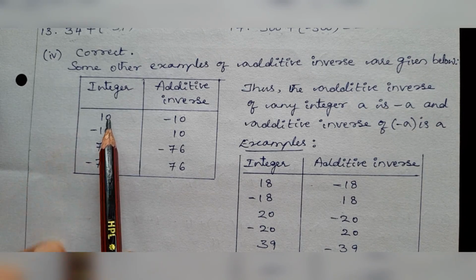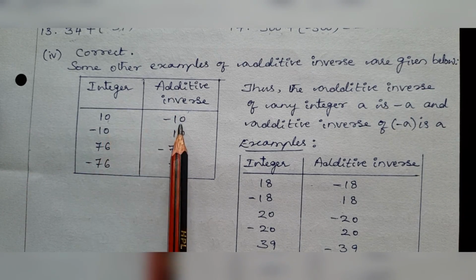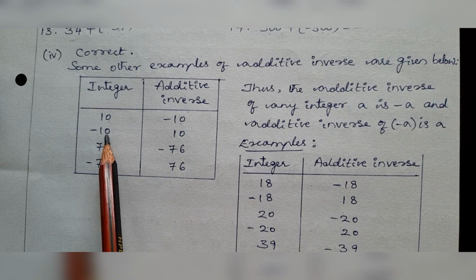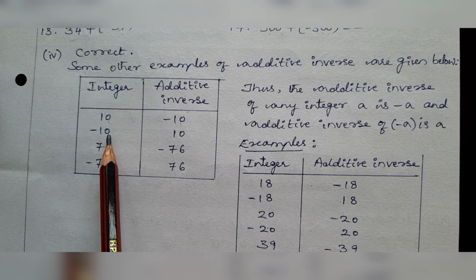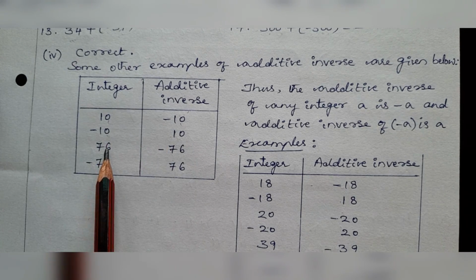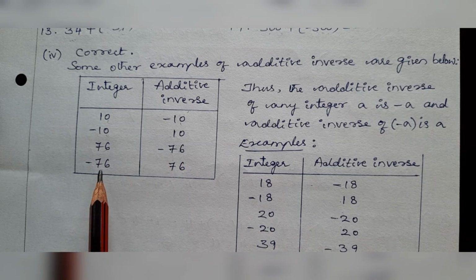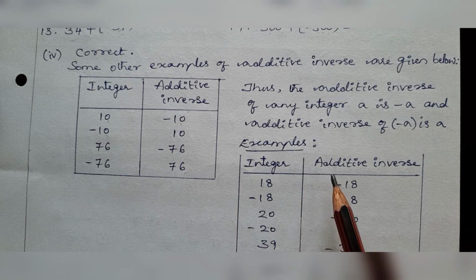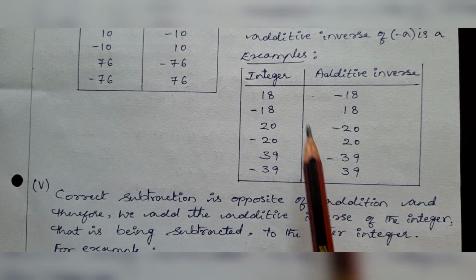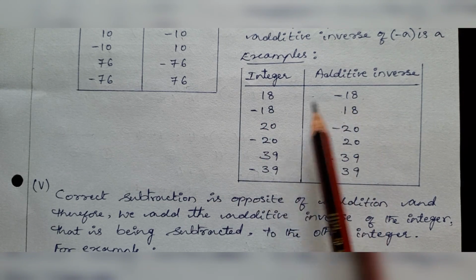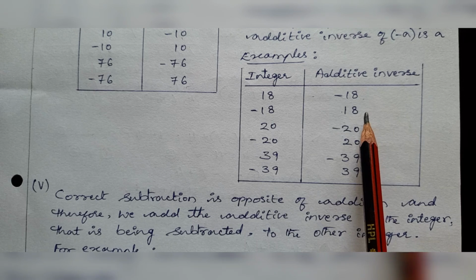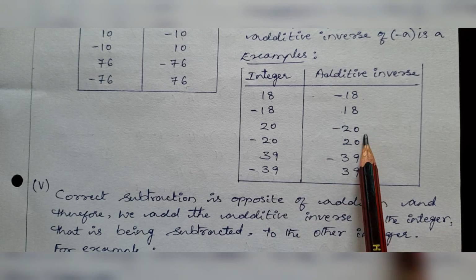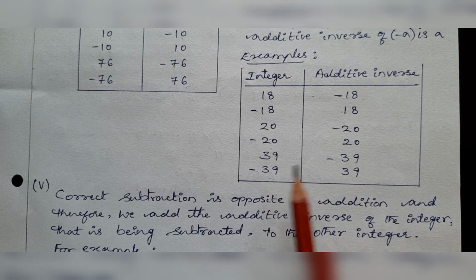The integer is 10, the additive inverse of 10 is minus 10. The integer is minus 10, the additive inverse of minus 10 is plus 10. The additive inverse of 76 is minus 76, the additive inverse of minus 76 is 76. Next, some more examples. The additive inverse of 18 is minus 18. The additive inverse of minus 18 is plus 18. The additive inverse of 20 is minus 20. The additive inverse of minus 20 is plus 20. The additive inverse of 39 is minus 39. The additive inverse of minus 39 is plus 39.